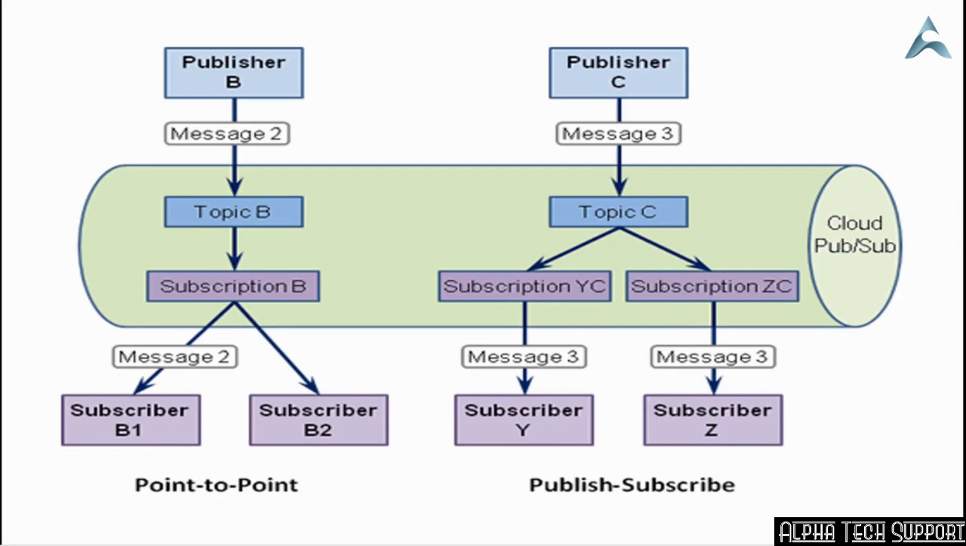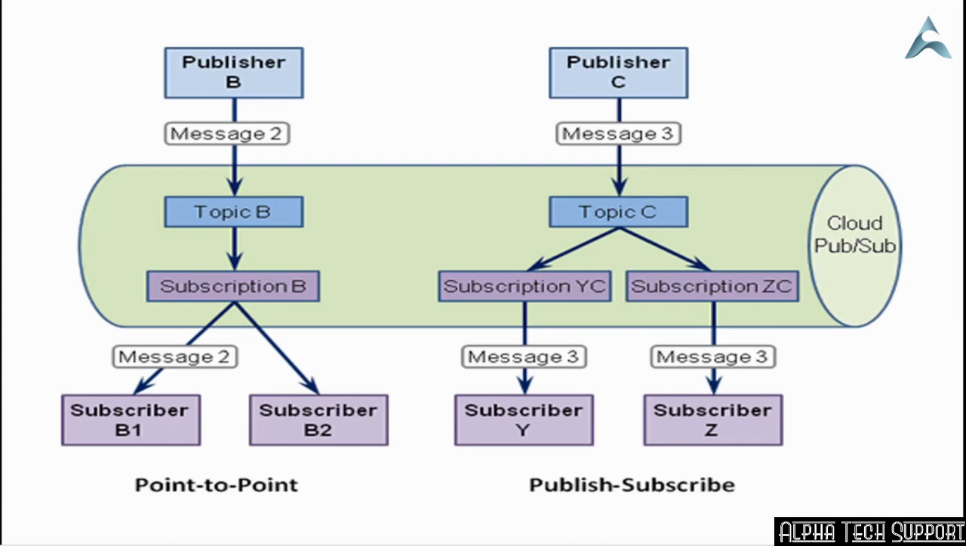This diagram here represents the supported subscription model for Cloud PubSub. Cloud PubSub supports both point-to-point and publish-subscribe models. In this example, message 2 is only received by subscriber B1, as both subscriber B1 and subscriber B2 compete for the message from the same subscription. On the other hand, both subscriber Y and subscriber Z each receive a separate copy of message 3, as they are subscribing to the same topic C but via separate subscriptions.